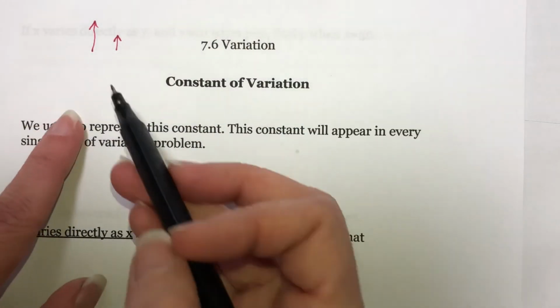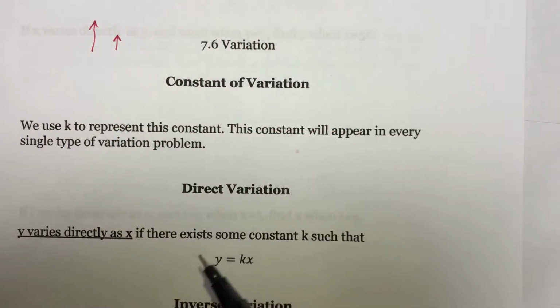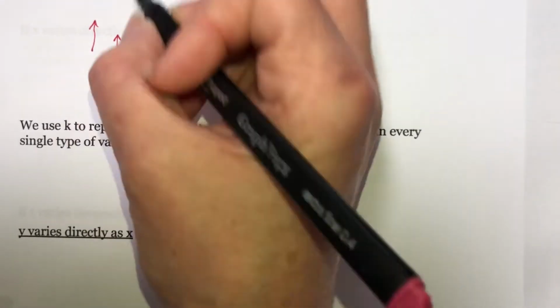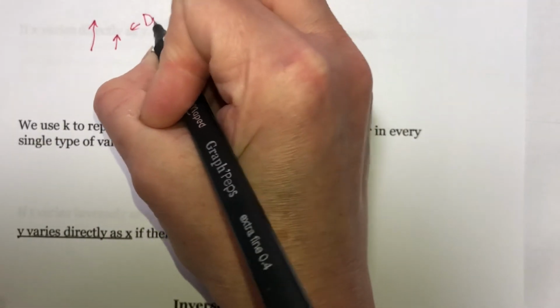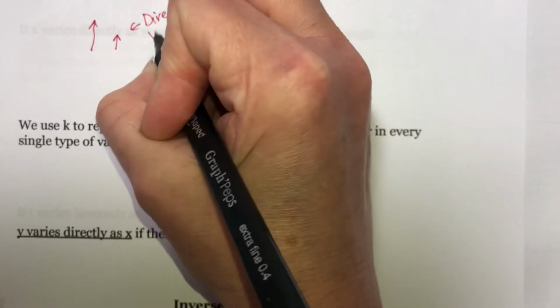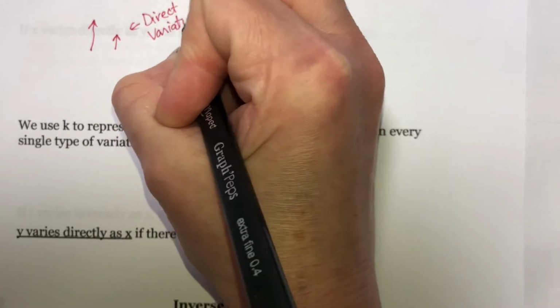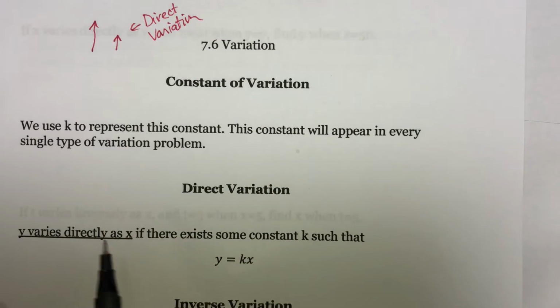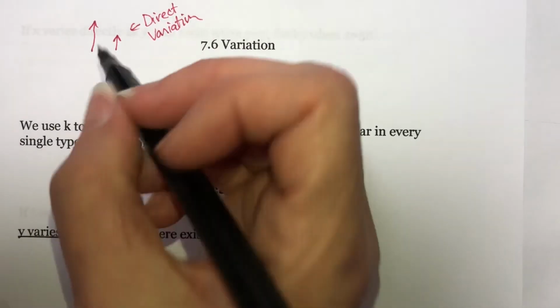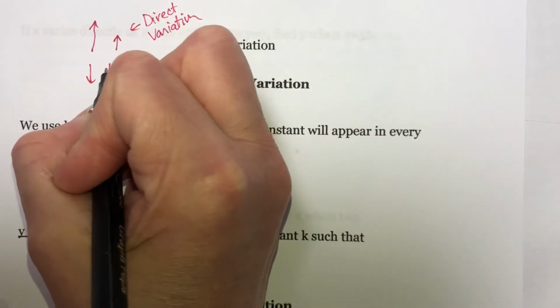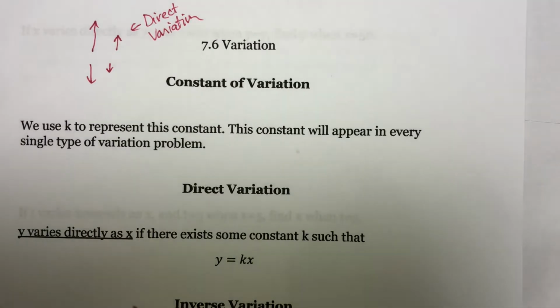Now, maybe they don't go up at the same rate exactly. They go up in some sort of constant rate in relationship to each other. Okay, this would be an example of what we call direct variation. In direct variation, if one goes up, the other goes up. If one goes down, the other goes down. Okay, not necessarily by the same amount, but by a constant amount, some sort of relationship with each other.